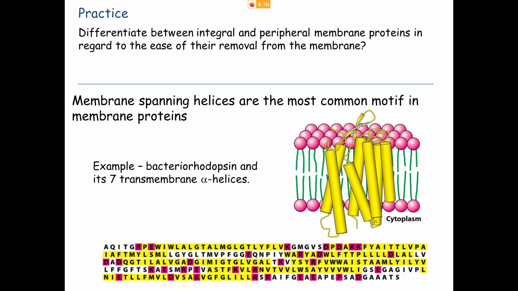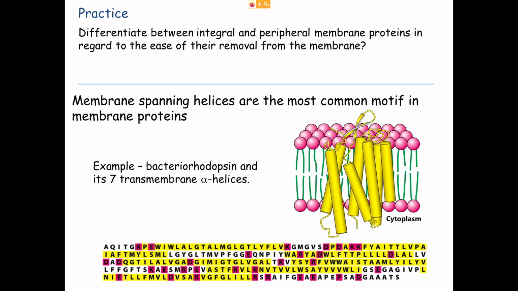So which of the two would you think is easier to remove from a membrane? An integral membrane protein or a peripheral membrane protein? And why? Peripheral. Peripheral is easier to remove. Why? Because with the peripheral protein you won't see the hydrophobic interactions occurring in the integral proteins, from the hydrophobic amino acids being comfortable with the hydrophobic tails of your phospholipids. Right.